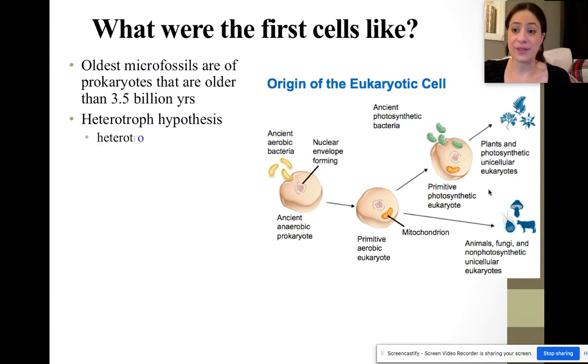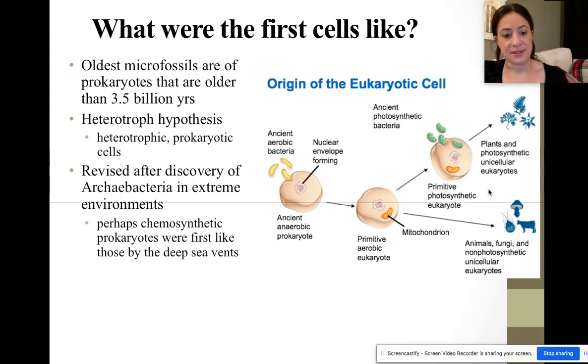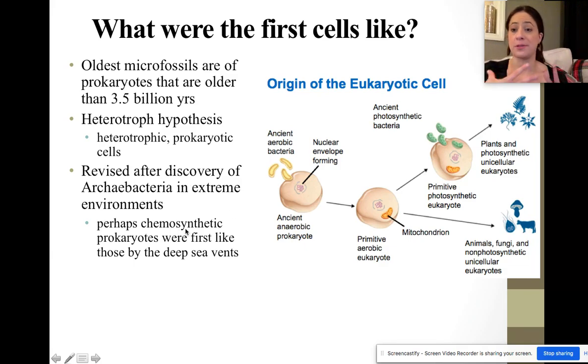Now, what were the first cells like? So there are microfossils that have been discovered to show that there are prokaryotic cells about 3.5 billion years old. So there's something called the heterotroph hypothesis, which is that the first cells were probably heterotrophic prokaryotic cells. And your earliest cells probably also lived in the most extreme environments. They probably lived in deep sea hydrothermal vents.